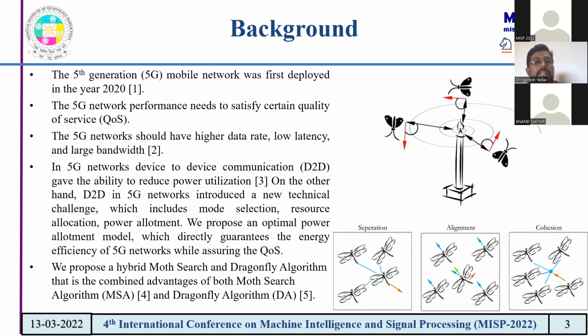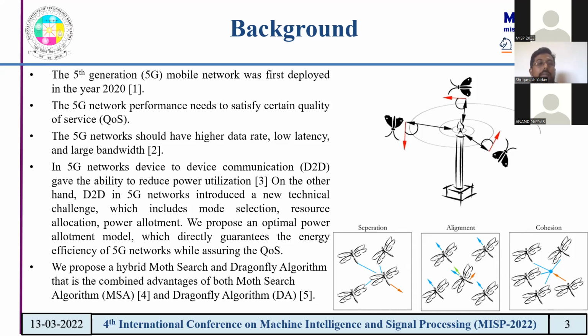The 5G network performance needs to satisfy the quality of service. Quality of service contains packet loss, jitter, latency, and bandwidth. The 5G network should have a higher data rate, low latency, and large bandwidth. In 5G networks, device-to-device communication gives the ability to reduce power utilization. On the other hand, D2D communication in 5G networks introduces new technical challenges, which include mode selection, resource allocation, and power allotment. We proposed an optimal power allotment model, which directly guarantees the energy efficiency of the 5G network while assuring the quality of service.